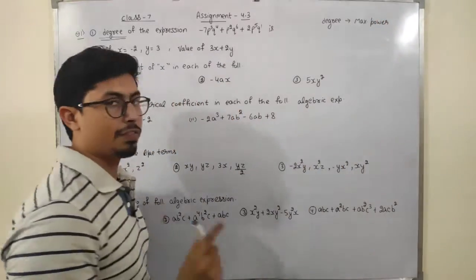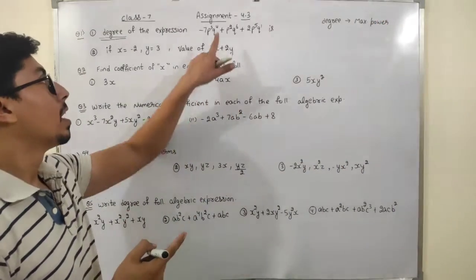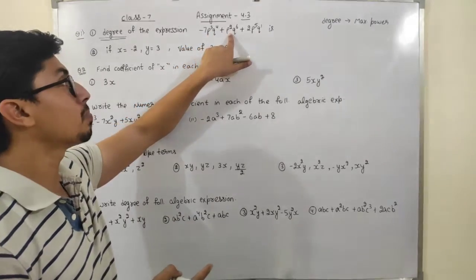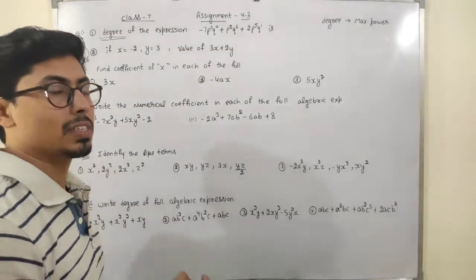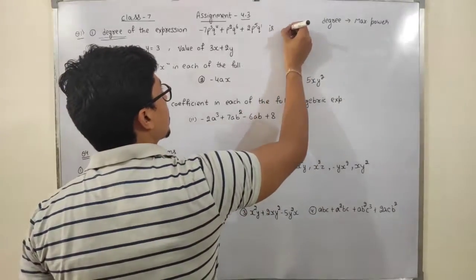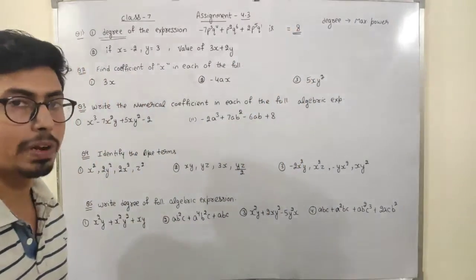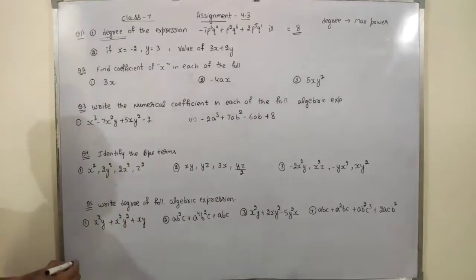Okay. After addition of the variables, see, 4 plus 3, 7, 6 plus 2 is 8. Yes, 8 is maximum because this is 6. So the degree is 8. The degree of this algebraic expression is 8. Okay. Now moving forward to the part number 2.